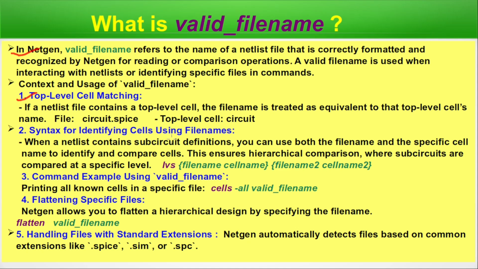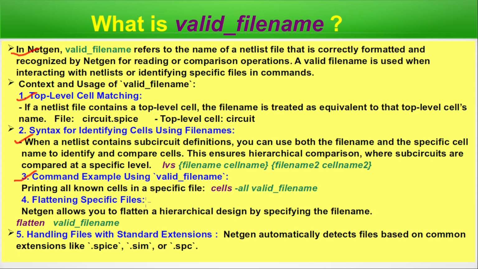Syntax for identifying cells using file names. When a netlist contains sub-circuit definitions, you can use both the file name and the specific cell name to identify and compare cells. This ensures hierarchical comparison where sub-circuits are compared at a specific level. It is file name, cell name: file name 1 cell name 1, file name 2 cell name 2. Command example using valid file name.